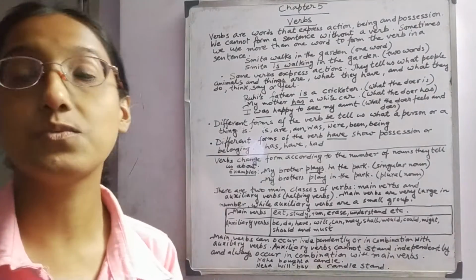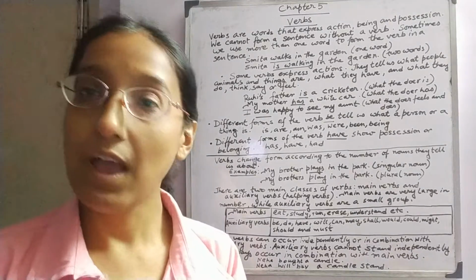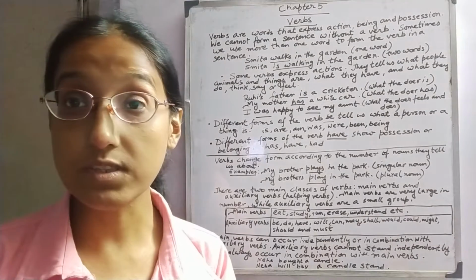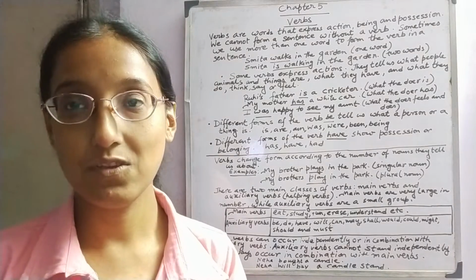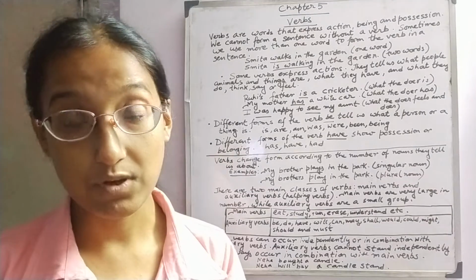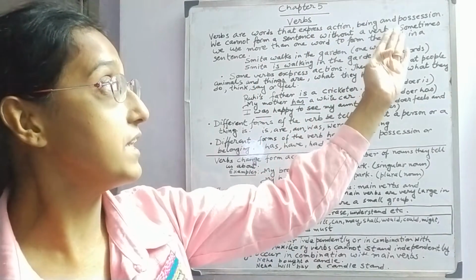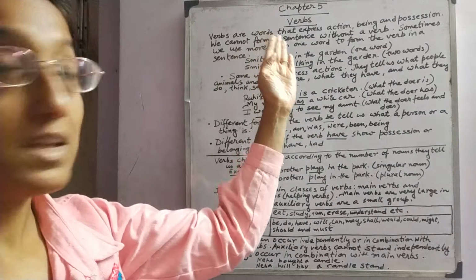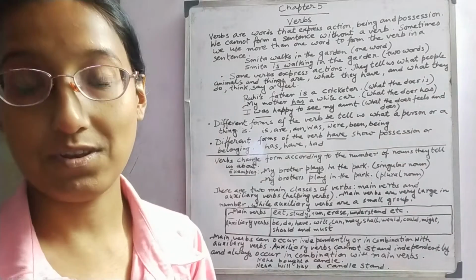Now today students we will start a new chapter from your English grammar book, and that is chapter number 5, verbs. Now students, what are verbs? Verbs are doing words. So verbs are words that express actions, being and possession. Verbs are words that express action, being and possession.